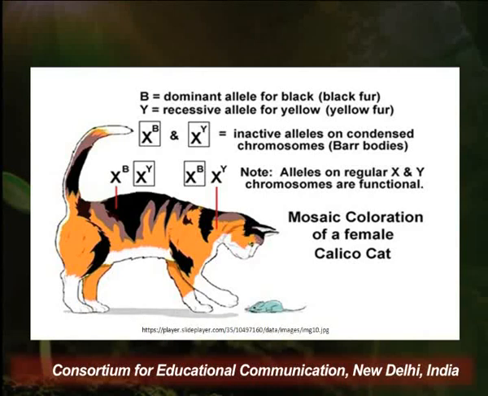And you know that the bar bodies were first discovered in cat only, and so some of the alleles which are present on the bar bodies, they are inactivated, but the alleles which are present on, say, the other chromosomes which are not heterochromatized, then they are responsible for showing codominance.